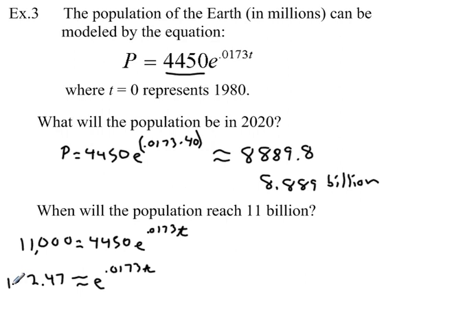At this point, we need to take the natural log of both sides, and that'll move this power out in front. So I'm going to write this as natural log of 2.47 is about equal to 0.0173 t times the natural log of e. We know natural log of e is 1, so I'm going to disregard this over here and divide both sides by 0.0173.